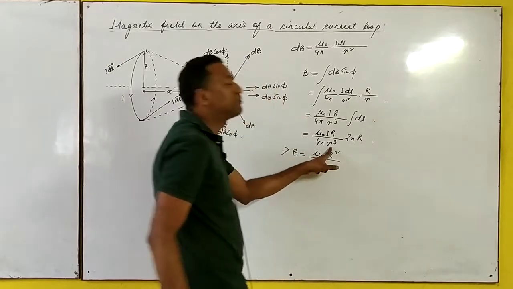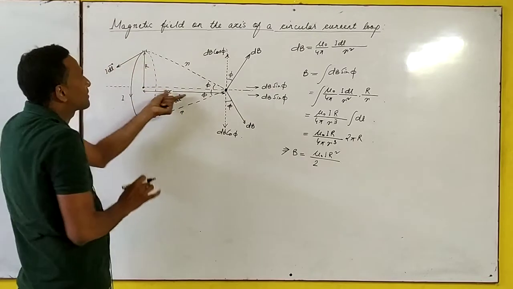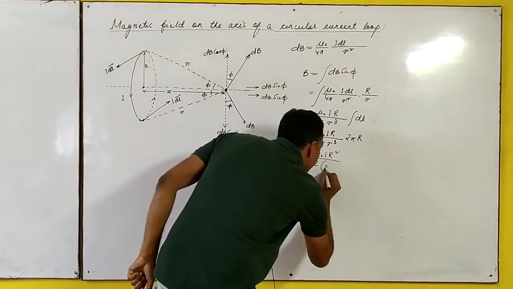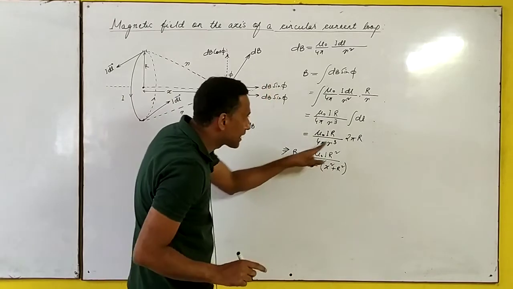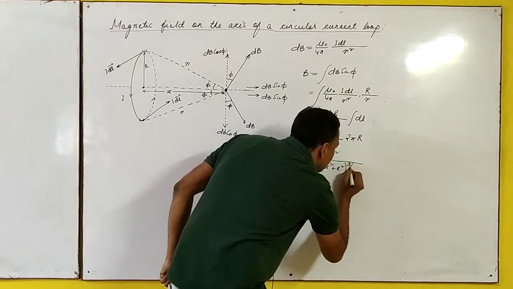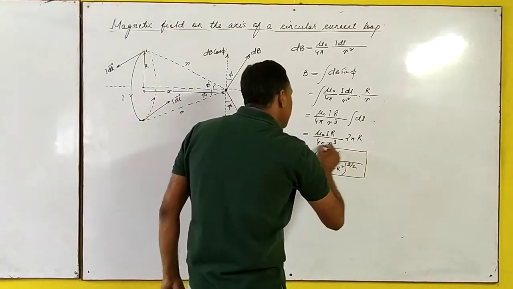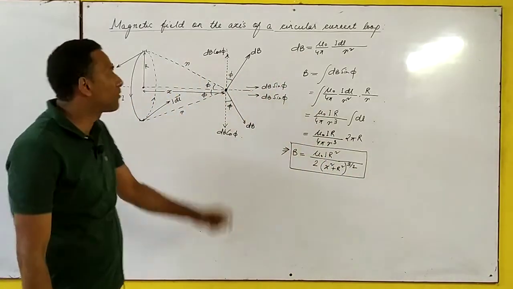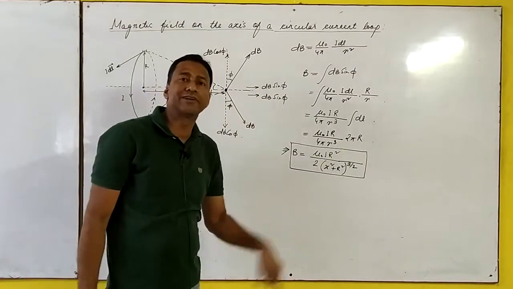Now finally put the value of small r. Small r is root over R square plus x square. So it is x square plus R square, root over means to the power half. Again cube is there, so it will become 3 by 2. So that is the magnitude of the magnetic field at the axial point at a distance x from the center, due to the current loop.